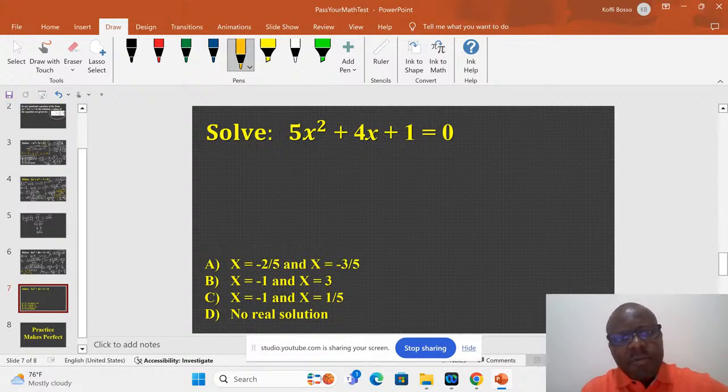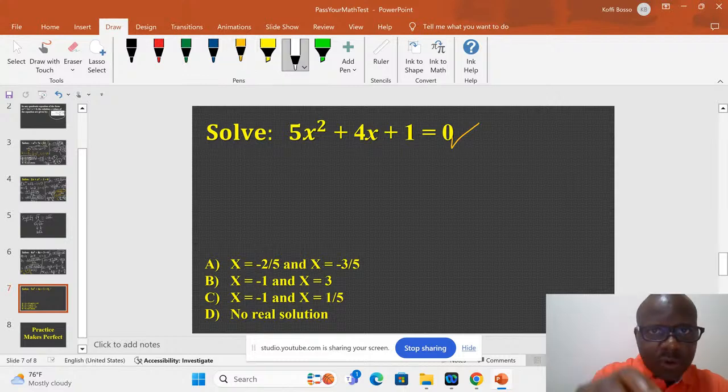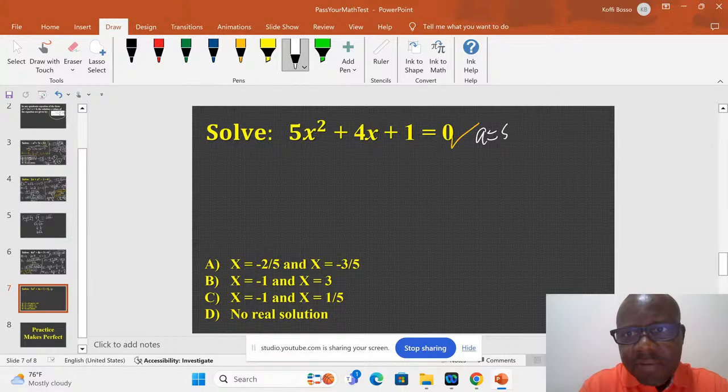Now, the next question, which is the last question for this quick video. So 5x squared plus 4x plus 1 equals 0. And this is again a multiple choice question. So same thing, you have to make sure one side is 0, which is the case here, and also everything is in order. So what are a, b, and c? a is 5, b is 4, and c is 1.